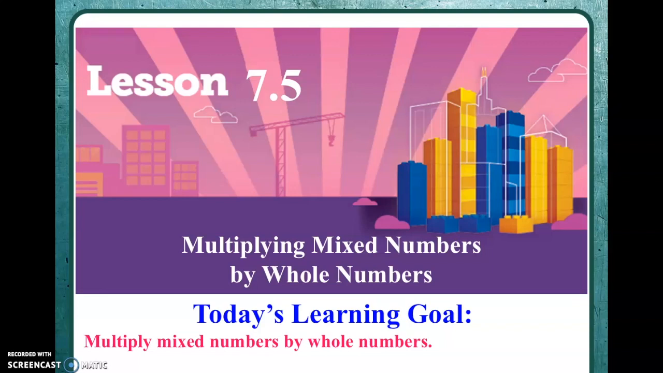Today we are going to be diving into lesson 7.5, which has to deal with multiplying mixed numbers by whole numbers. This is just an extension of the previous lessons in this unit, such as we have been doing fractions times whole numbers. For example, 4/8 times 3, which would give you 12/8. Now we're going to be doing a mixed number times a whole number, like 2 1/3 times 3. And I'm going to go over in today's lesson how to multiply these mixed numbers by whole numbers.